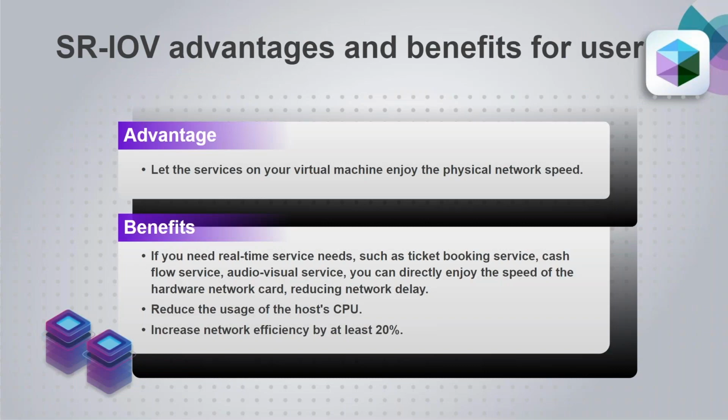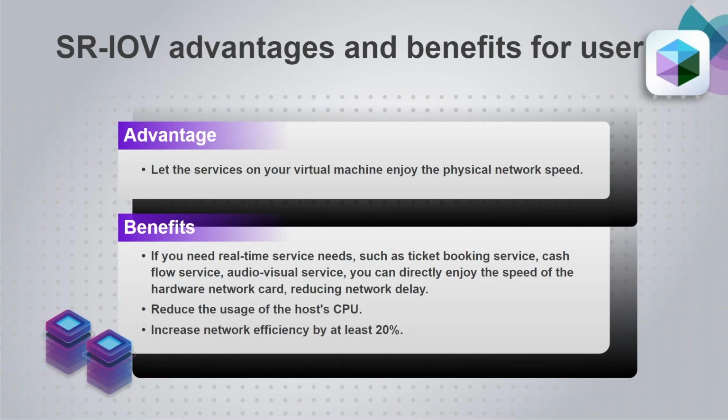So these new technologies help provide network speeds of a physical network card directly to the VM, providing network services for VMs that require real-time access, such as point-of-sale systems, ticket booking systems, audio-visual applications that require instant streaming, and more. So if you have any VMs that require instant access to the network, then this particular feature can really benefit using SRIOV.